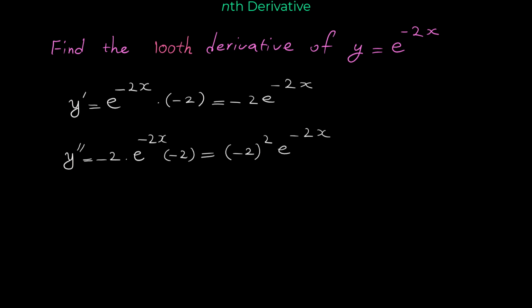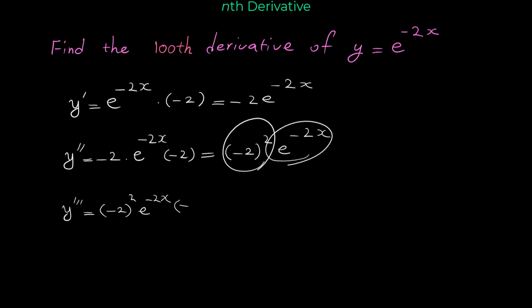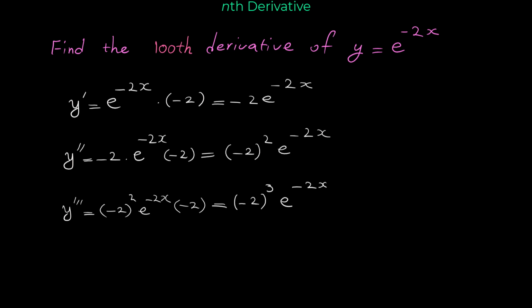Now let's find the third derivative. Again, we write the constant first. And we take the derivative of e to the negative 2x. The derivative of that is e to the negative 2x times negative 2. Again, if we multiply this by this, negative 2 times negative 2 to the 2 is negative 2 to the power of 3. Negative 2 to the 3 times e to the negative 2x.